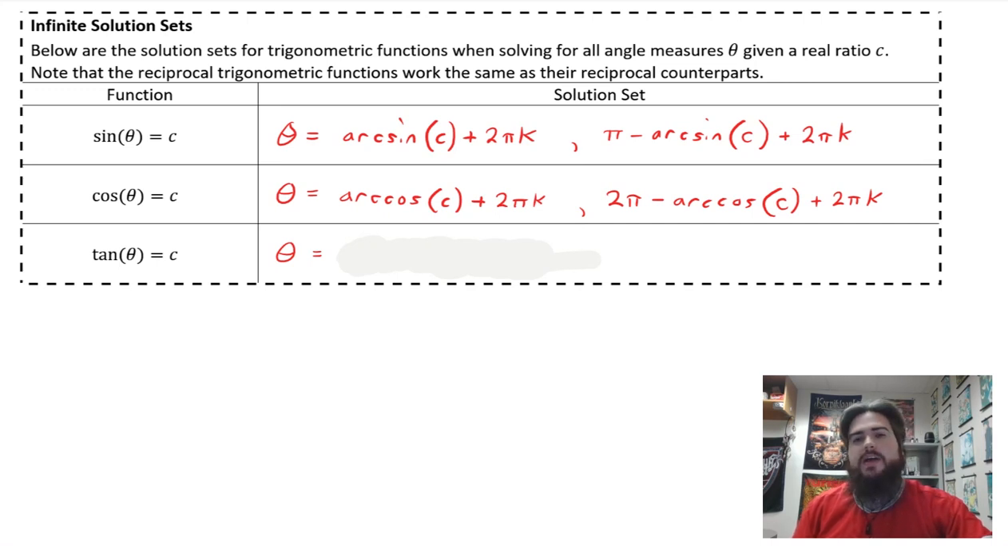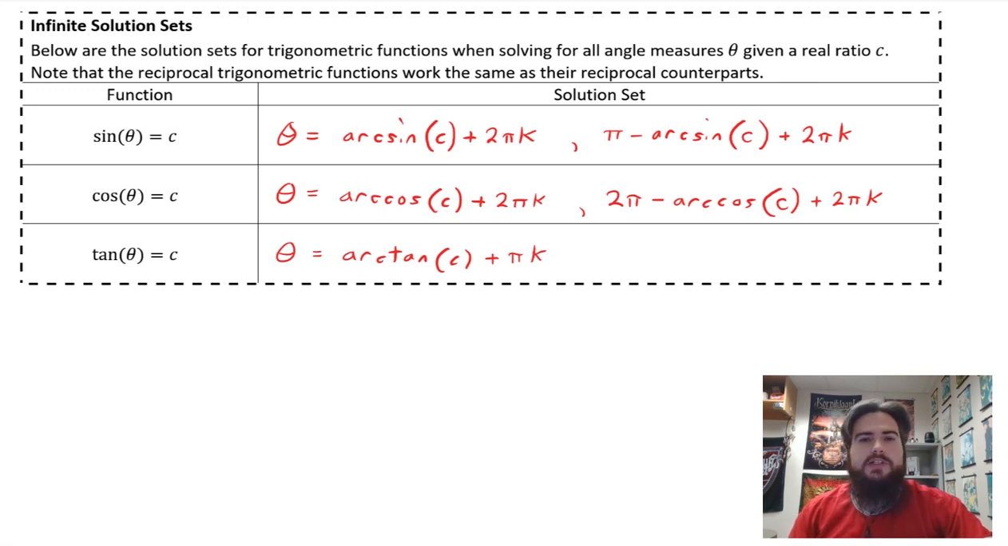Therefore, when trying to find the solution sets, we can actually combine what we would write before as 2 sets together into just 1 set overall by adding simply pi k. The solution set when working with tangent of theta is simply arctangent of that ratio c plus just pi k. This should also connect to the trig functions and their periods, where sine and cosine we established have a period of 2 pi, whereas tangent has a period of pi.